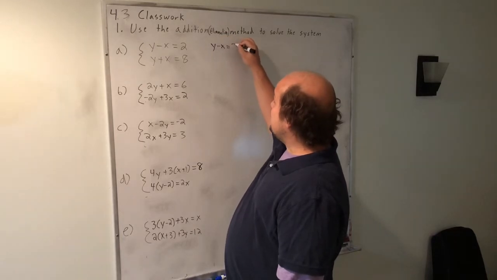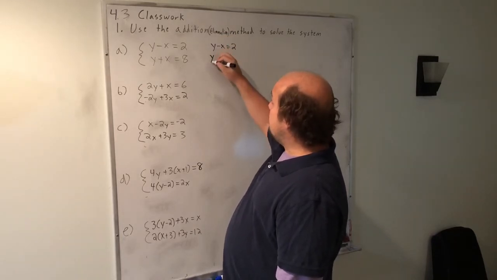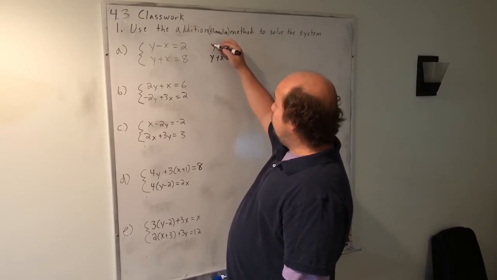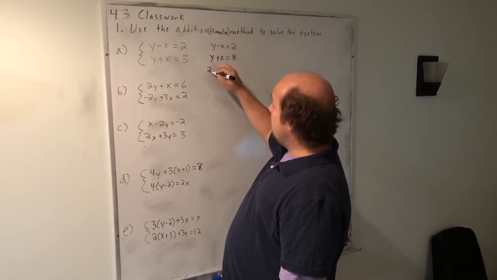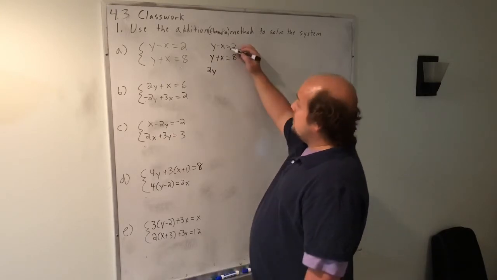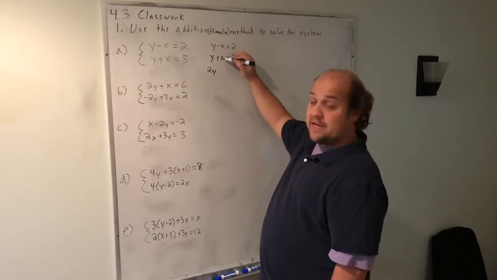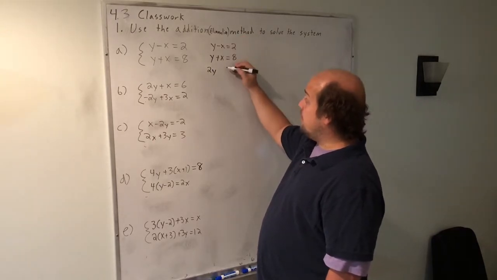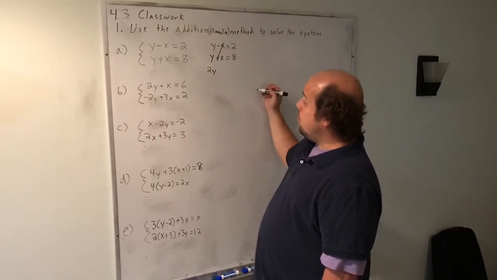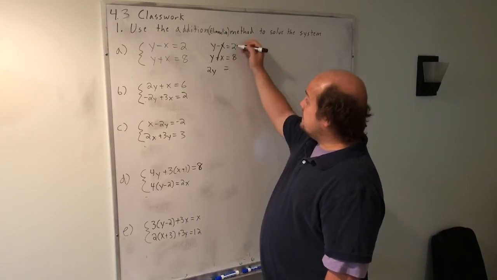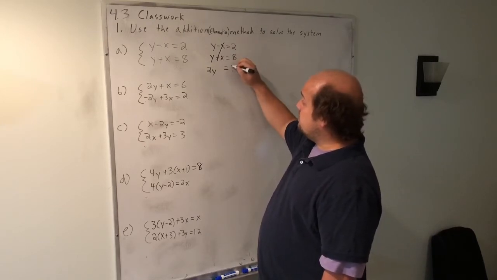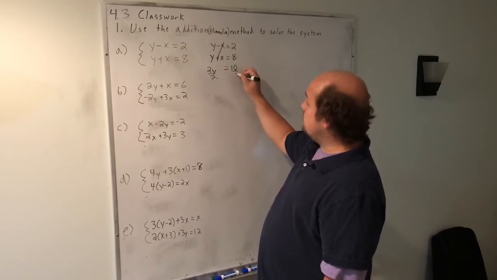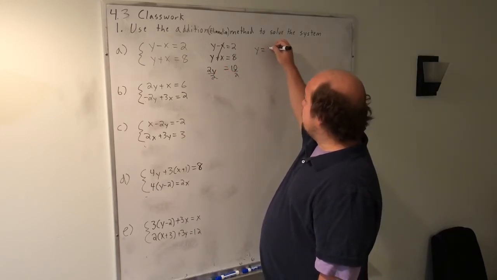Y minus x equals 2. I'm going to add to y plus x equals 8. This is 1y being added to another 1y for a total of 2y. This is negative 1x being added to positive 1x, which was our goal, to have things that were equal and opposite, that would then go away. On the right hand side, 2 plus 8 gives me 10. If I now solve for y by dividing by 2, I get y equals 5.